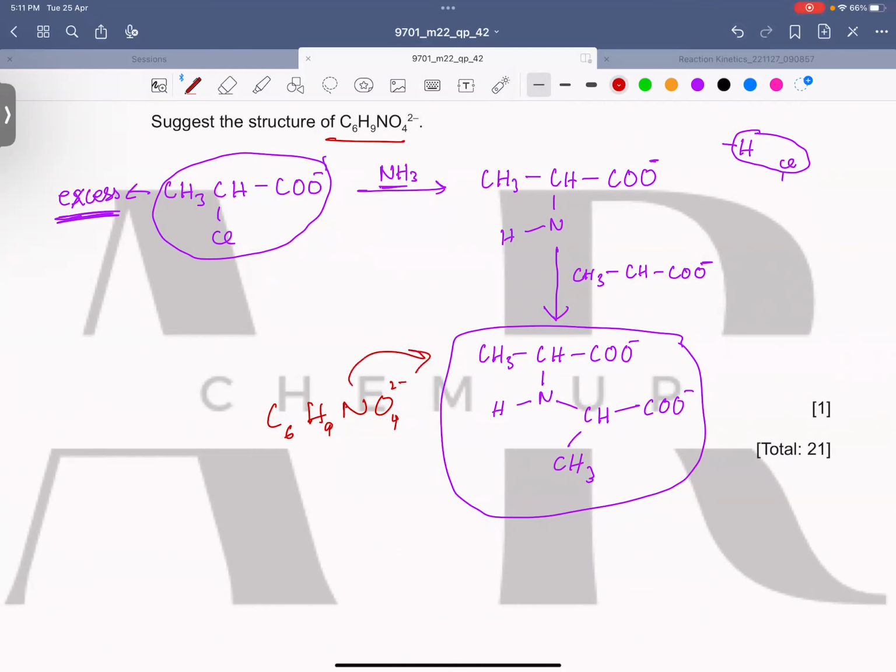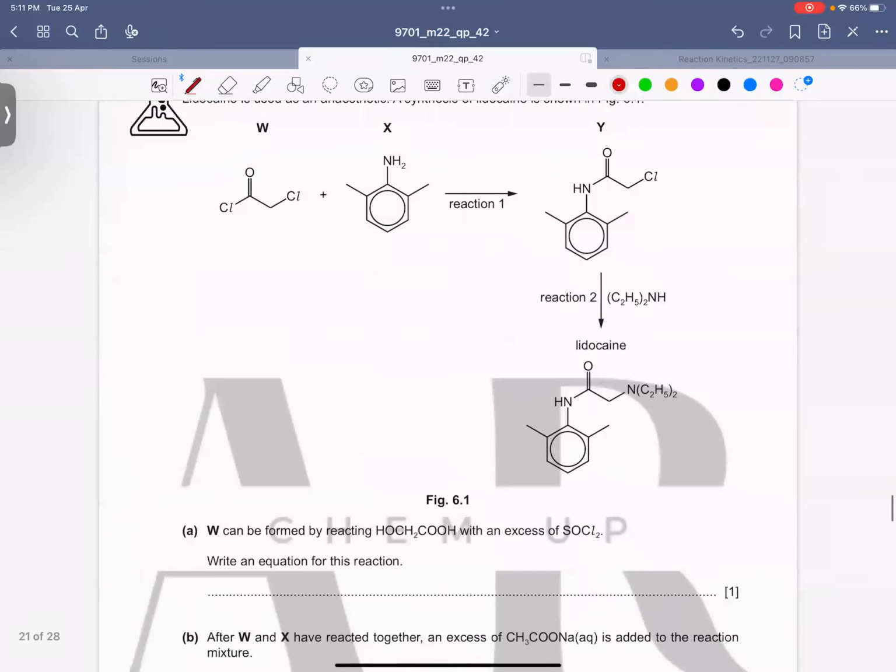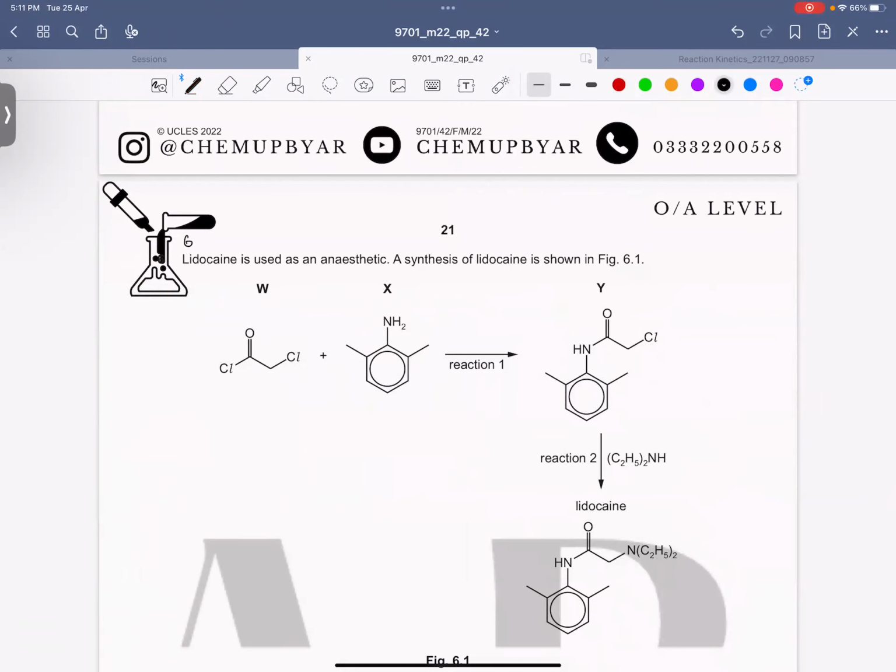So see, we got the structure. Is this understandable to everyone? Yes, sir. So this is the answer. This is the structure of this one. If anybody has any doubt, kindly ask. Okay. Now, question number 6, the last one.